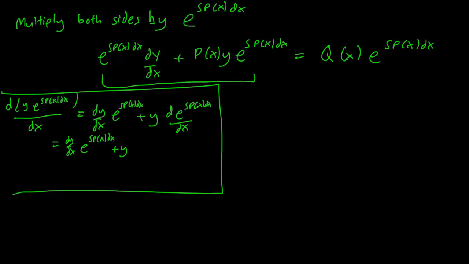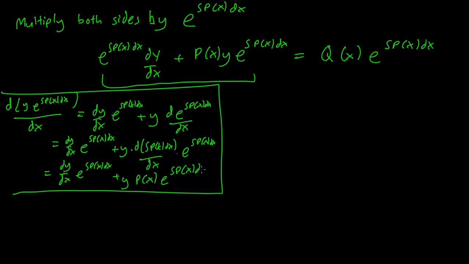So recall what happens when we differentiate an exponential. The term stays and we differentiate the exponent. So this becomes times d/dx of the integral of p(x) dx, times the original expression. And of course, we are taking the derivative of an antiderivative, and this just becomes p(x), which is exactly the expression we have here.